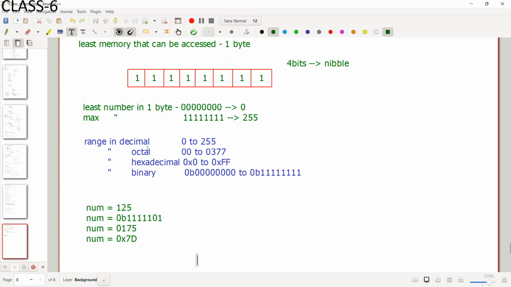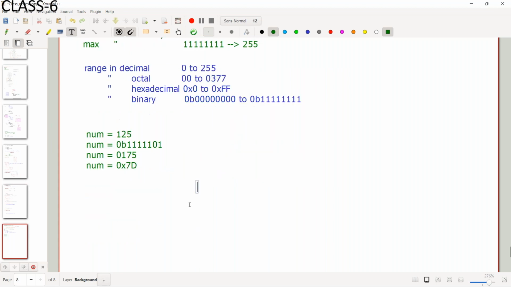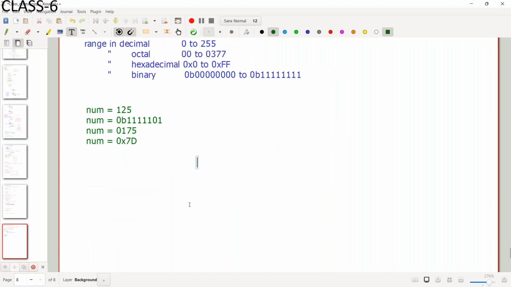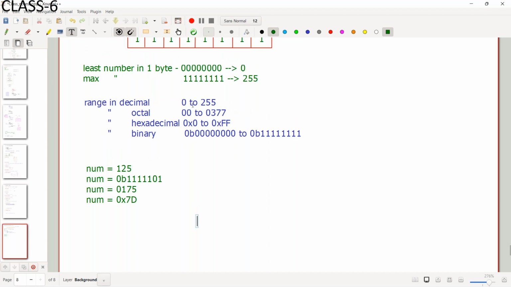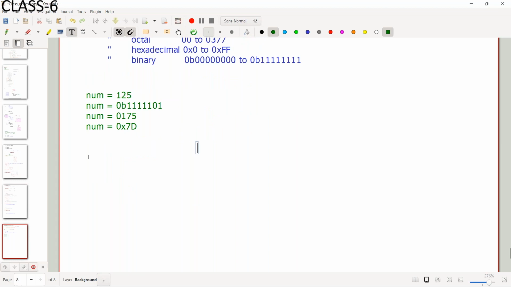Okay, so these are the ranges, and this is how the range of values that can be stored. Now, coming to the character, this is how the numbers can get stored. Beyond 255, what to be done, we will see later. So now, if there is a character to be stored, suppose a character, how to store that inside the variable.